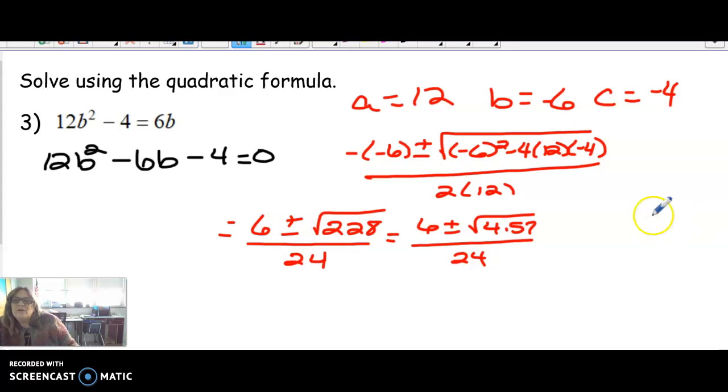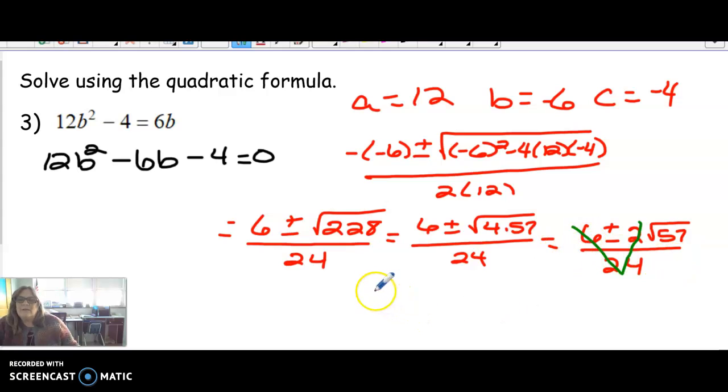All right, so the square root of 4 is 2. So I have 6 plus or minus 2 times the square root of 57 all over 24. Now this is where we have to check and see if we can reduce. We can reduce everything by 2. So if I take 2 out of this, I get 3 plus or minus, the 2 goes away, square root of 57 over 12. So I have two solutions.